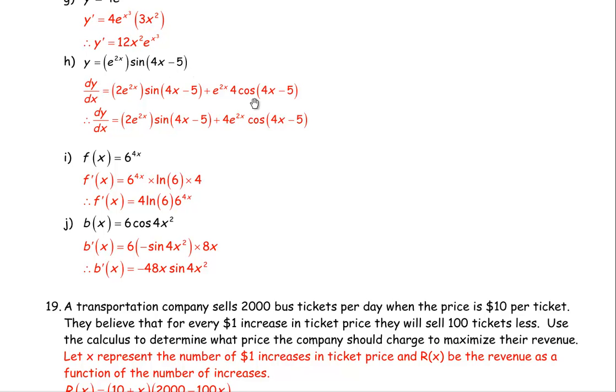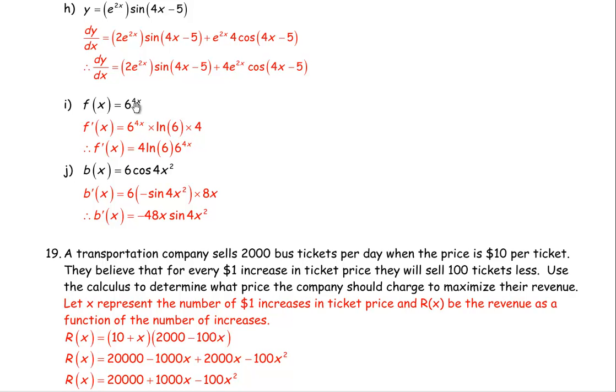The derivative of sine is cosine, so it would be cos 4x minus 5, times the derivative of what's in here, which would be 4. And that's that 4 right there. Now the only thing I've done from this line to this line is I would normally write that 4 in front, so it's 4e to the 2x cos 4x minus 5.